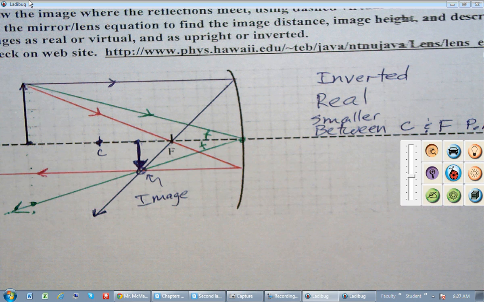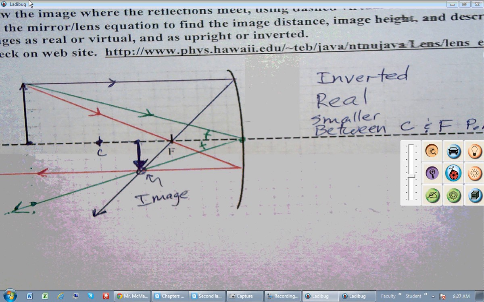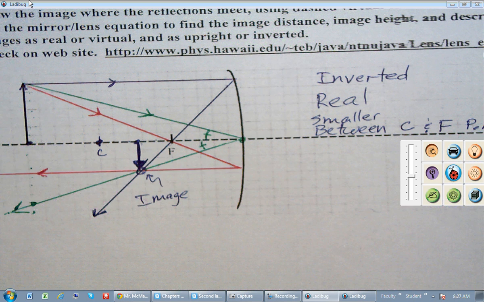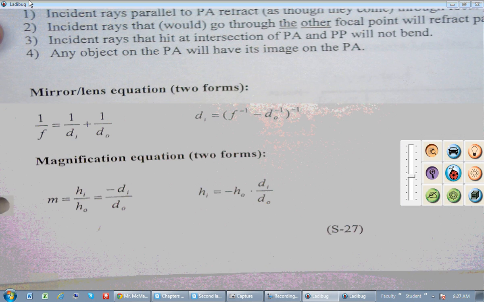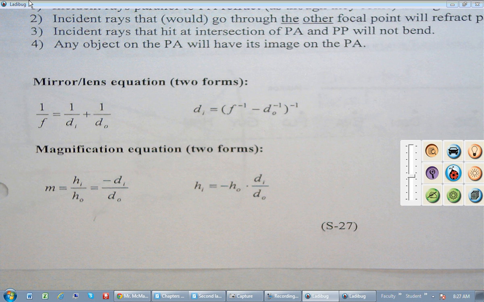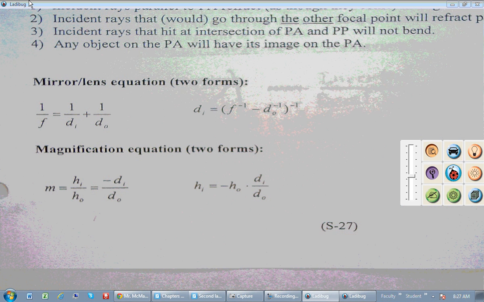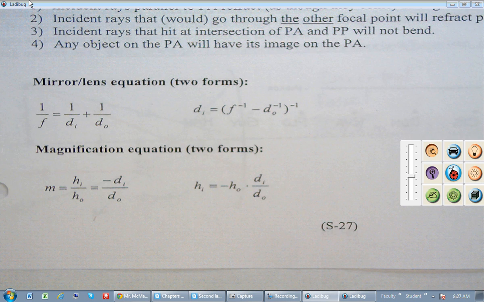So we're going to start by looking at page S27, which has two equations down at the bottom. I'll show you here. The one I call the mirror lens equation because it's actually used not only for curved mirrors but curved and spherical lenses as well. We'll see that in another unit.